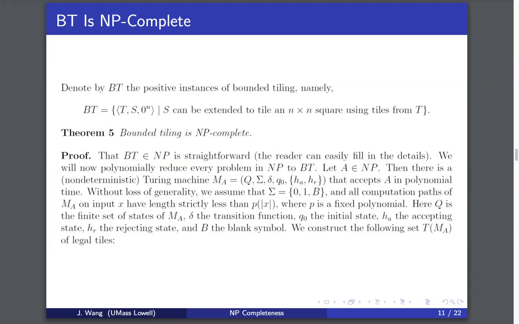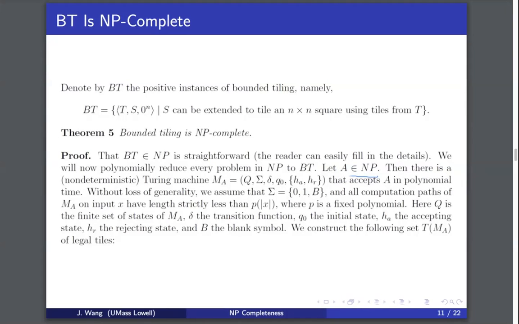So here, I want to know whether this is in NP. If you tell me that this is a tiling, and you give me these tiles, I just need to check whether the common edges of adjacent tiles have the same color, so that's easy to verify. So it is in NP. And second, we are going to show that we can reduce any problem A in NP to bounded tiling. That's what we are going to do. Then we can say that BT is NP complete. The idea is that we are going to use tiles to represent a computation history of a Turing machine on input X. This is sort of similar to the post correspondence problem.